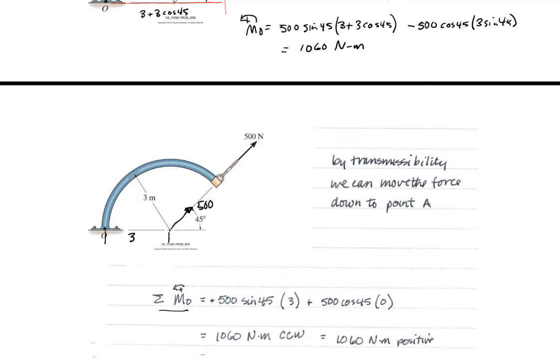Now we can use Varignon again. We can say that there's going to be a component this way and a component this way. So this would be the 500 sine 45 component, and the lever arm is just going to be that 3. So the same rule applies: 500 sine 45 times 3. The cosine component has the line of action going through point O, so there's no lever arm. You add those together and you get 1060. So you get the same answer, which is always what you're looking for, depending on whatever process you're using.